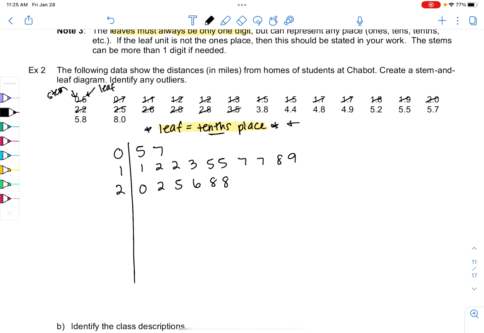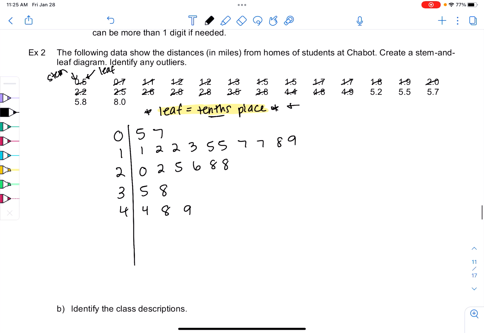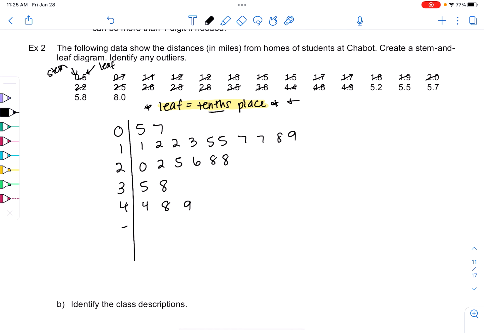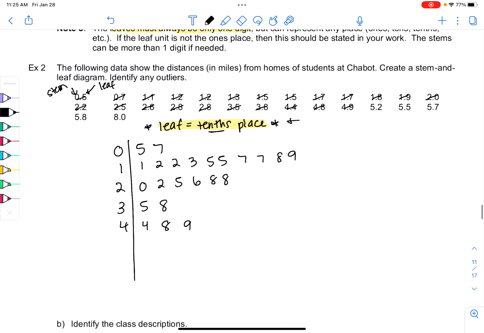All right, we'll do the 3s. 3, 5, 3, 8. That's it for the 3s. 4s, 4.4, 4.8, 4.9. 5s, 5.2 and 5.5, 5.7 and 5.8. And then I go to 8.